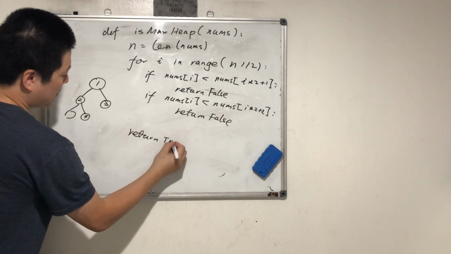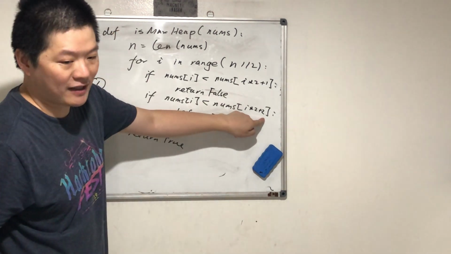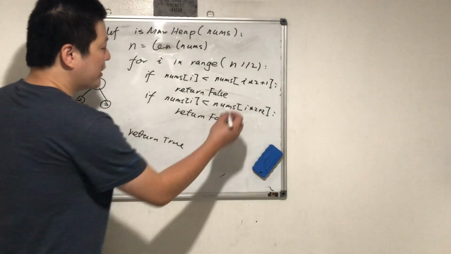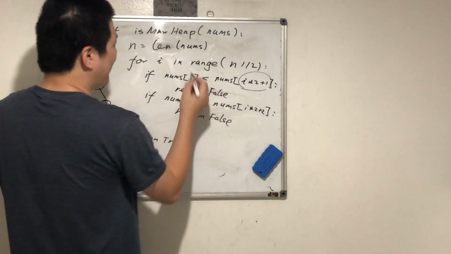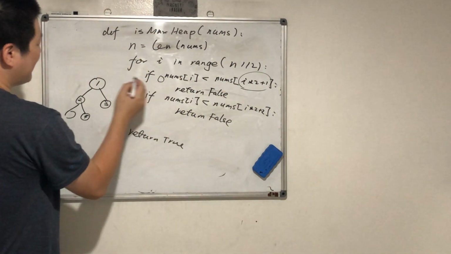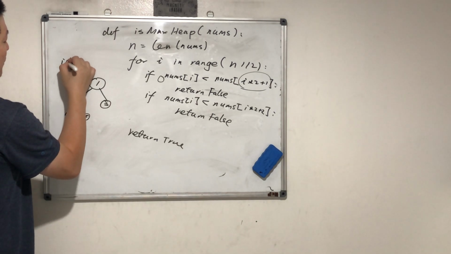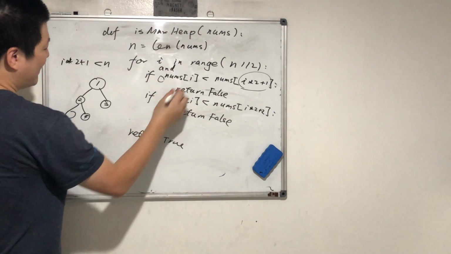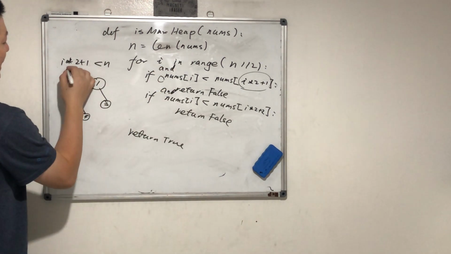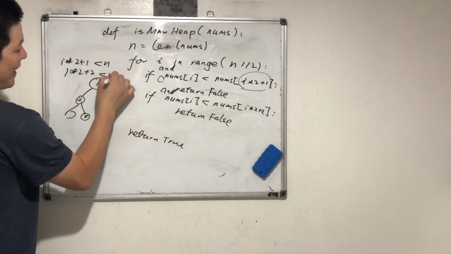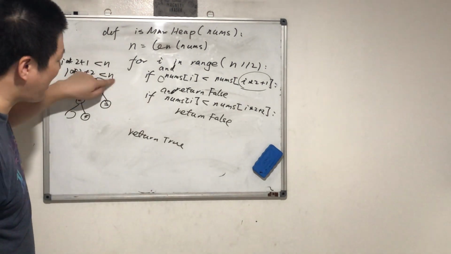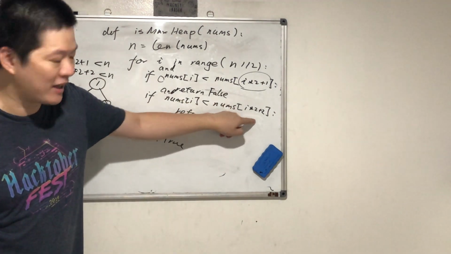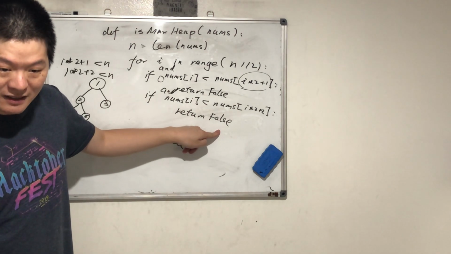There's a small problem: sometimes the left or right kid does not exist. So we need to check if this index is smaller than n. We need to put another n here. If i times 2 plus 1 is smaller than n, and here, if i times 2 plus 2 is smaller than n, meaning we have the right kid, and the root is smaller than the kid, then we return false. Make sense?